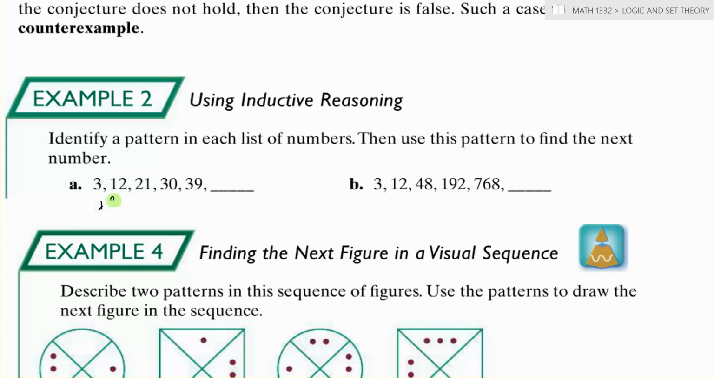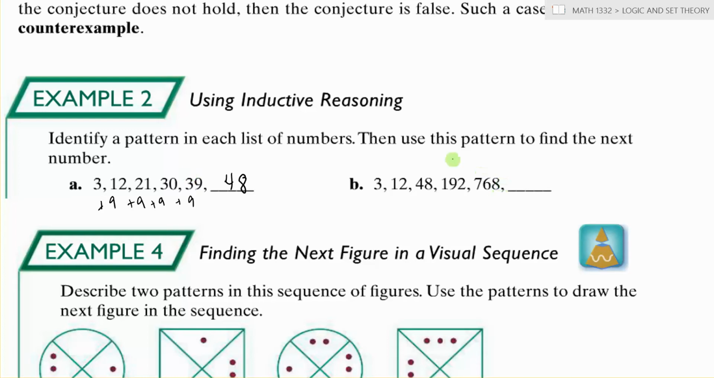If you add 9, you get from 3 to 12. If you add 9 again, you get from 12 to 21. Add 9, you get to 30. Add 9, get to 39. So I'm going to now believe from these individual specific cases that I can always add 9 to get to the next one. So I'll add 9 and I get 48. By the way, this is called arithmetic because I did a common adding.